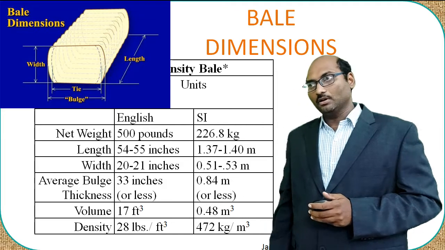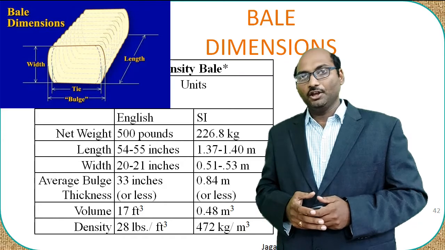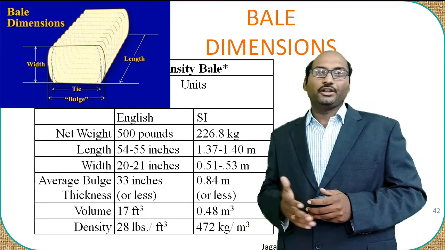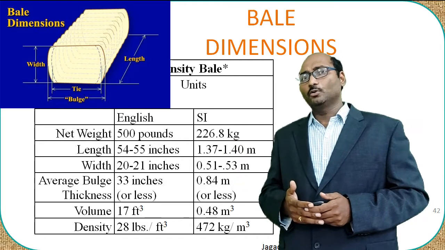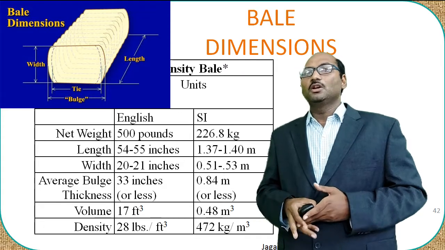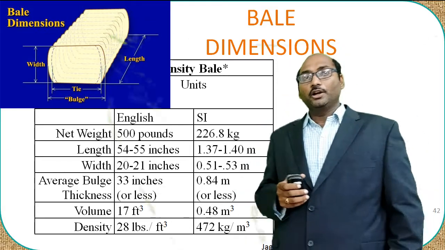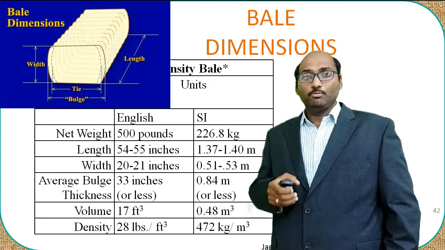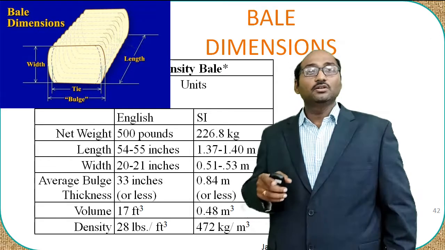Okay. Sometimes it can be even increased or even reduced. Most of the Indian manufacturers, if they want to transport within the state or something like that, will not compress it this much. They will go up to 40 lb per cubic feet. So within similar dimensions, the bale weight will be somewhere around 160 to 170 kg only. 226.8 kg will not be reached in the case of Indian bales. Indian bales, only 160 to 170 kg.